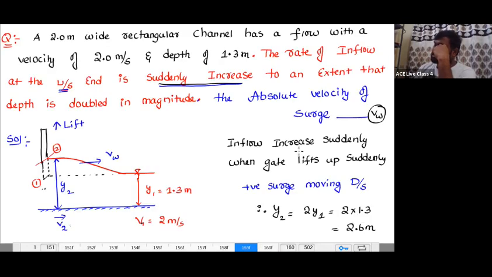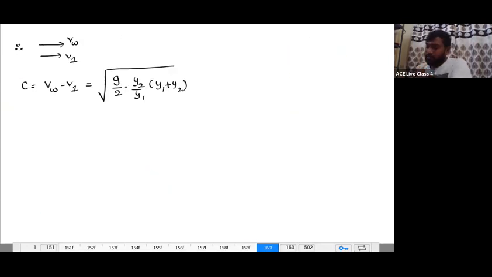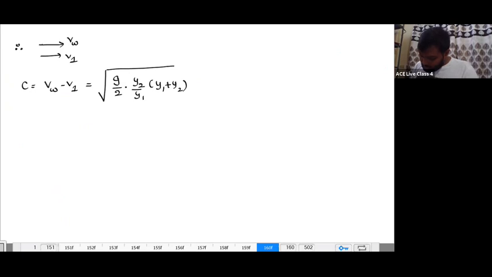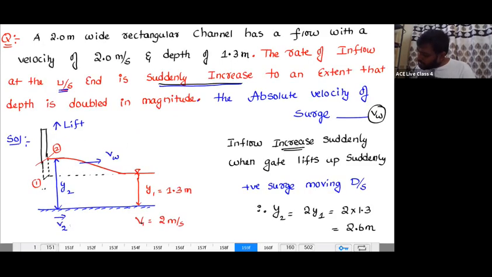Why am I taking this as a sudden increase? When the gate is lifted suddenly. Why am I taking a large surge? Because you see, my dear, what is y2? y2 is 2 times y1, which means the difference is going to be too much, or not. If they hadn't given y2, I could take it as a small surge.